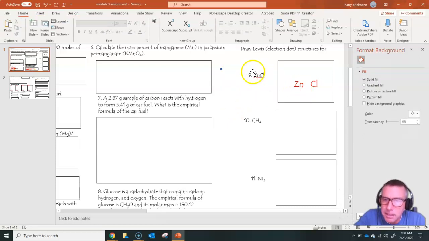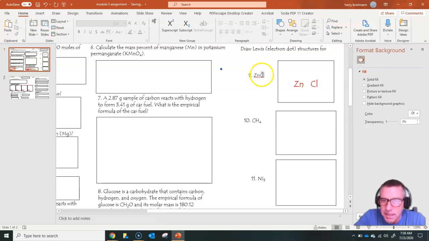Now zinc is +1 because chlorides are always -1. That means this has one valence electron that it's going to donate to chlorine to form an ionic bond. Chlorine has 7 valence electrons. Look those up on your periodic table. You'll see them listed at the top, and therefore it wants one more to become isoelectronic with a noble gas, and it will take that zinc electron and it will form a very strong electrostatic ionic bond.